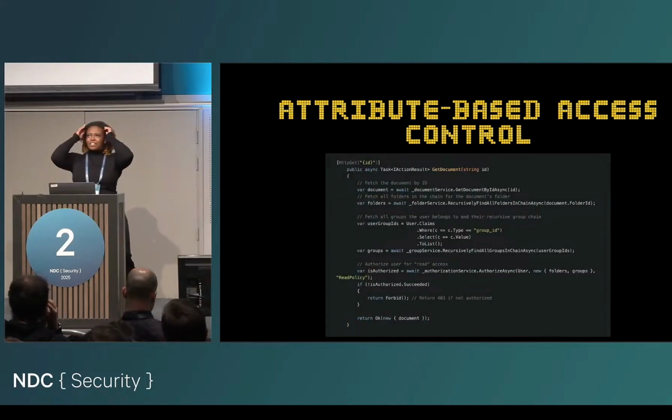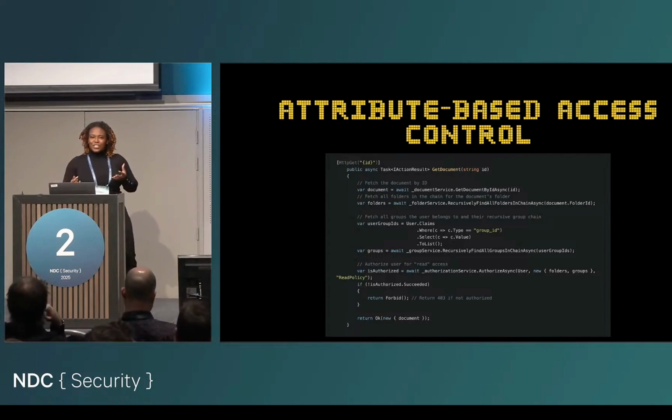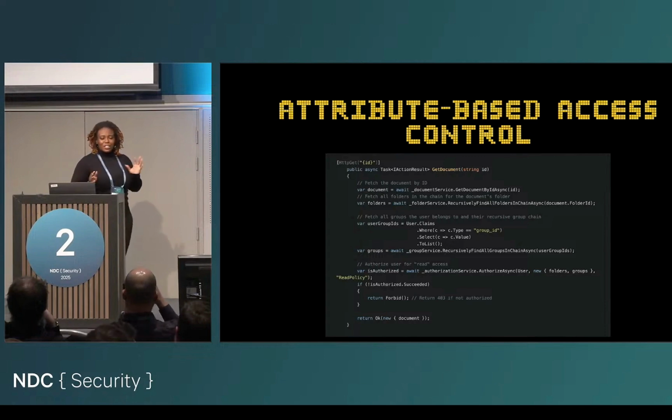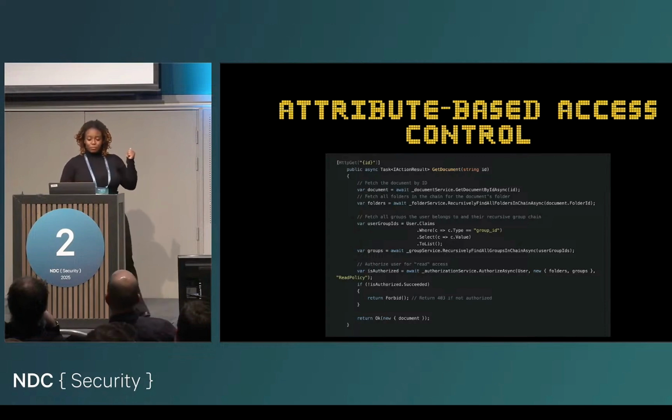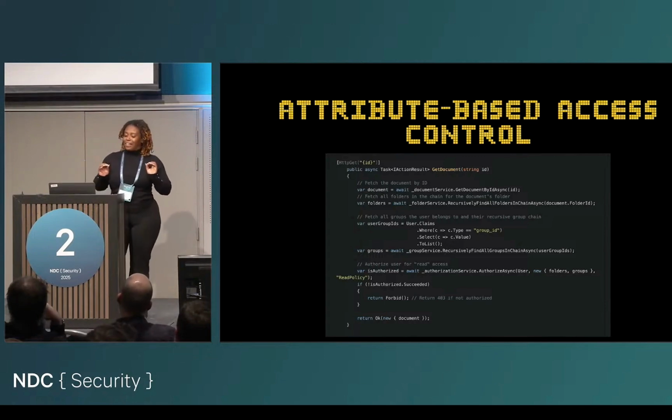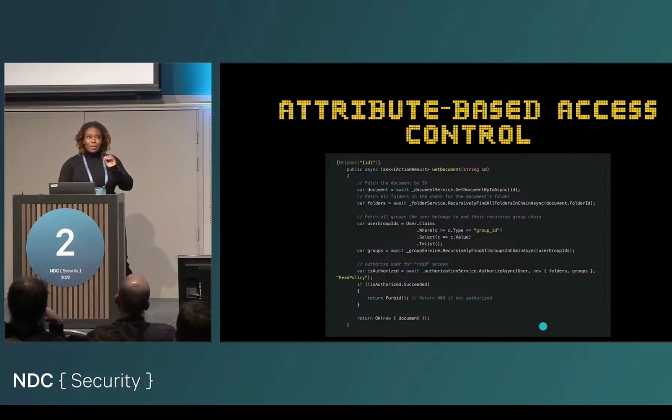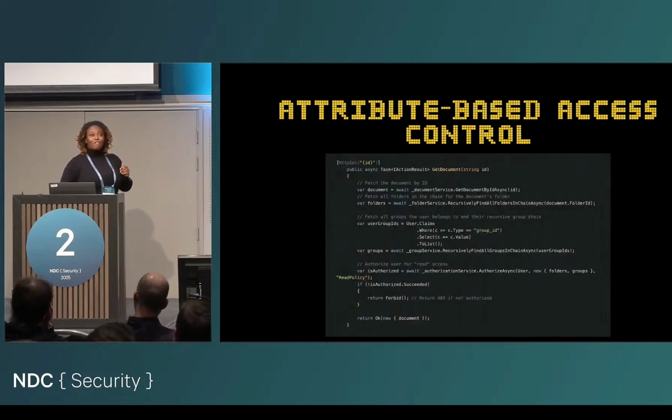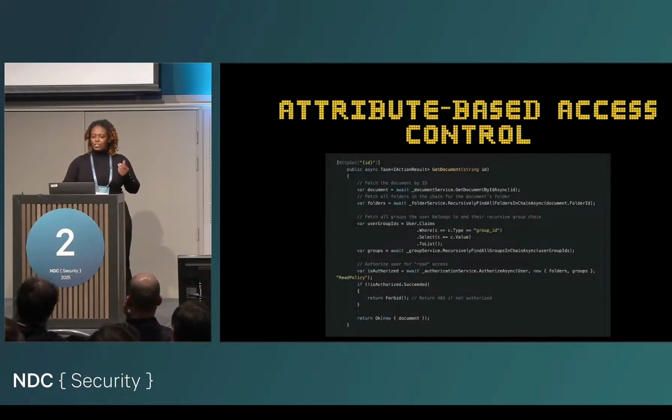But think about this. When you have resources that are nested, you run into issues. In this example, we want to read a document in a folder that may be a parent of another folder. If we want to do that, we'd have to recursively go up the chain to identify all the folders that our user may have access to.